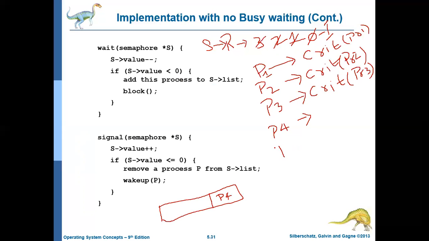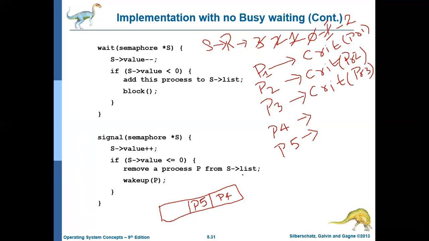Then again P5 comes. It also calls wait, and it just decrements. So -1 will become -2. Is S less than 0? Yes, the value is less than 0, so again add this to the waiting queue. So P5 is also added to the waiting queue, and P4 and P5 are blocked, waiting for the printer.